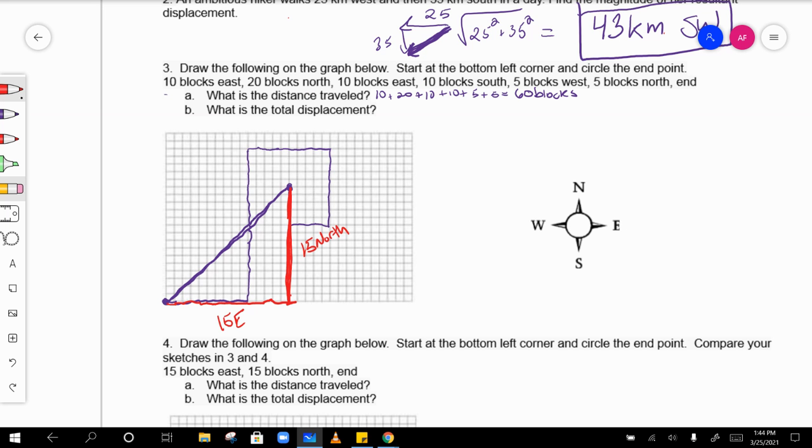Continuing on here. So 15 east, 15 north. Okay, so we've got to find the resultant vector. So it's 15 squared plus 15 squared, and it's the square root of that to get the resultant vector. Square root of 15 squared plus 15 squared, and you get 21.2. So 21.2 blocks, and the direction would be northeast.